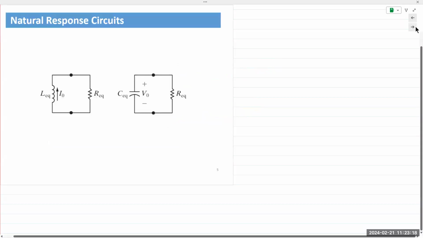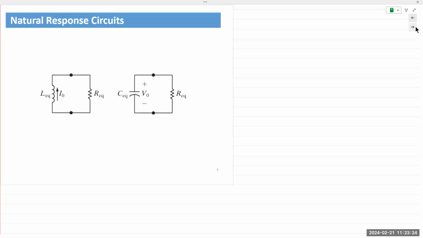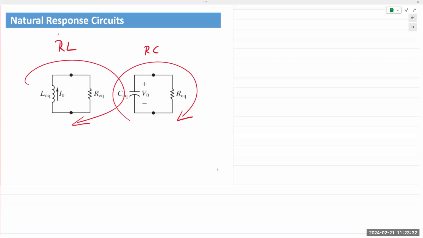All right. So natural response circuits will simply be an inductor or a capacitor in connection with a resistor. So you have an RL circuit and an RC circuit. And in both cases, the stored energy is simply being discharged through that resistor. Remember, I said the subscript EQ simply denotes the total equivalent inductor or capacitor. So if you are able to reduce it all down to one single element, it is still an RL or RC circuit.